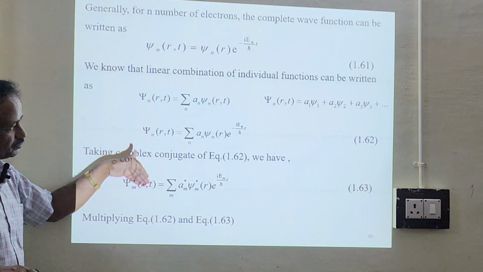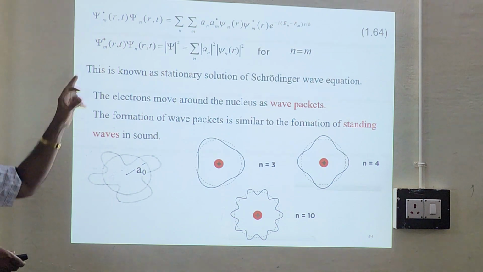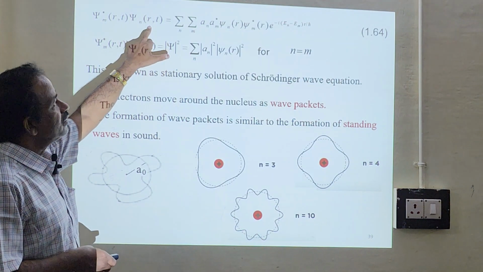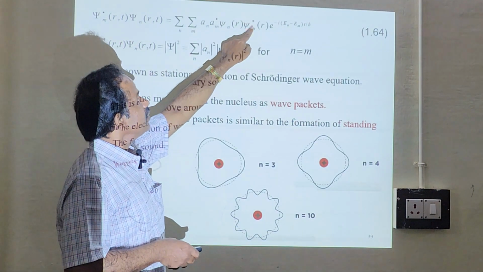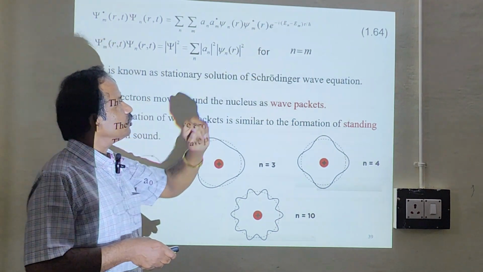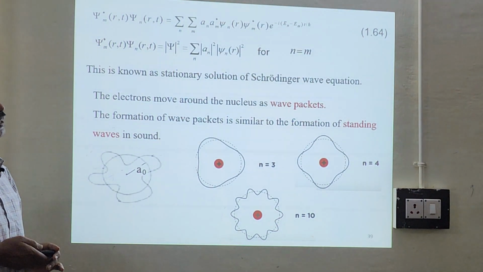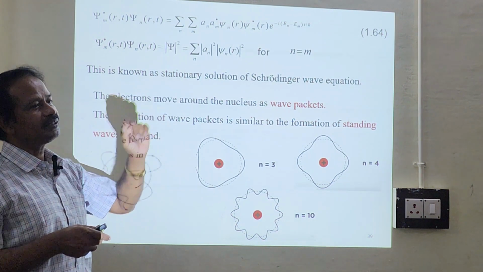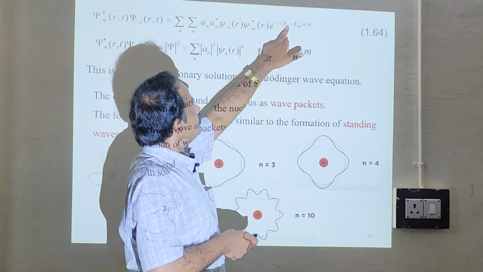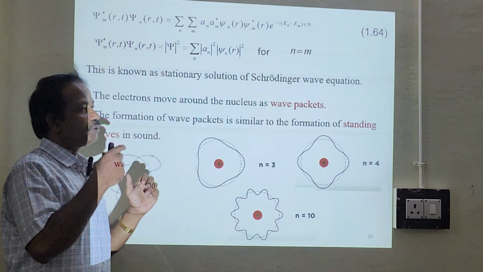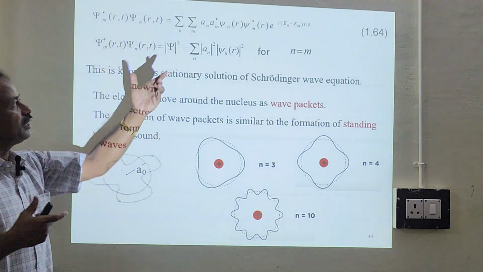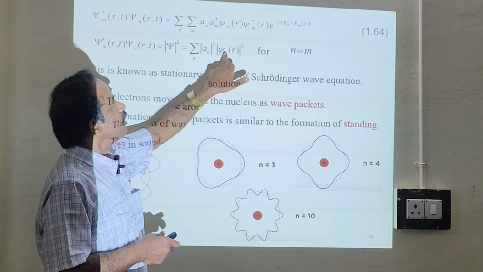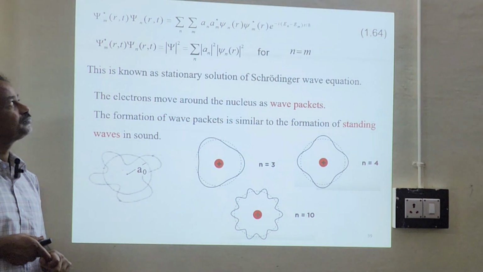Now multiply these two, and you will get this expression, 1.64. This is the complex conjugate of this, and this is the complex conjugate of this. And we have added these two: e power minus (E n minus E m) t by h bar. Suppose n equals m, this becomes 0. Anything to the power 0 is 1, so you will get 1. This term will give you mod of a n squared, and this term will give you mod of psi n squared.